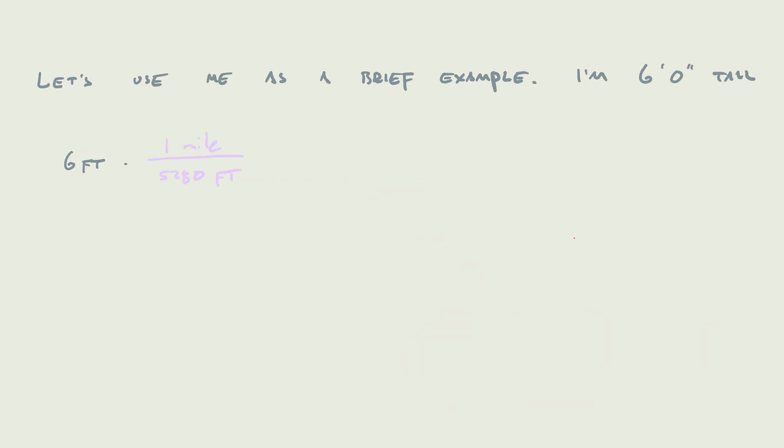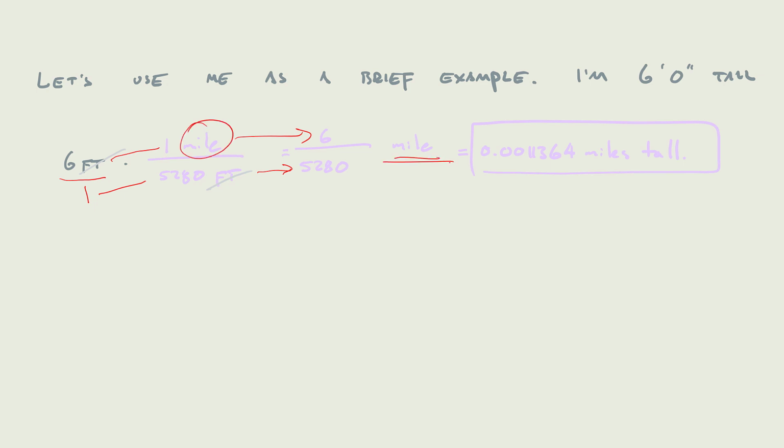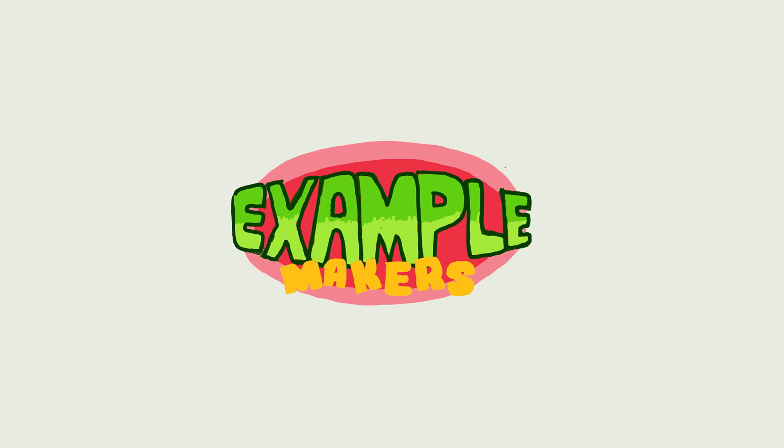So 6 feet times 1 mile over 5,280 feet. The feet units cancel, so I end up with 6 over 5,280. Because remember, this is like 6 over 1, and you just multiply fractions straight across. And that's how we're getting this. Notice the only unit of measure now is just miles. And I used a calculator, and I got 0.0011364 miles tall. That's how many miles tall I am. With shoes, I guess.